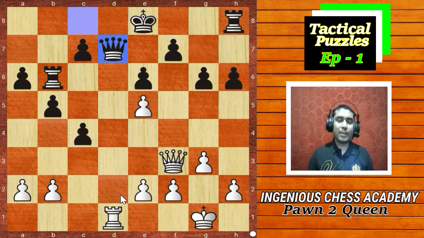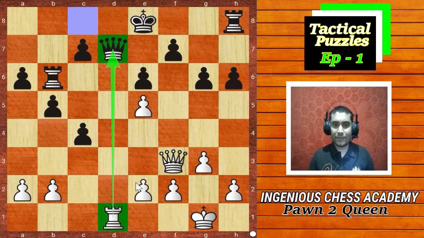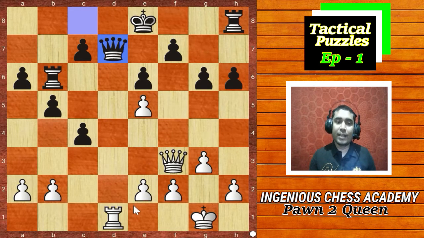I know most of my basic level students will capture the queen immediately without any calculation. Why? They will tell me, sir, there are 9 points, and I am capturing 9 points by giving only 5 points. But wait, is it enough material for winning?